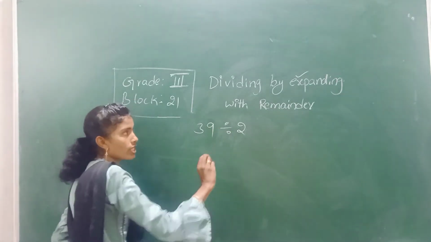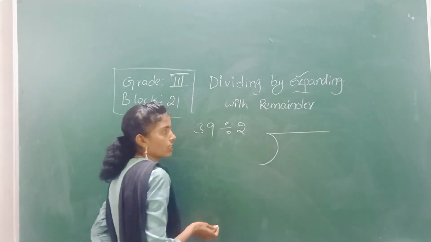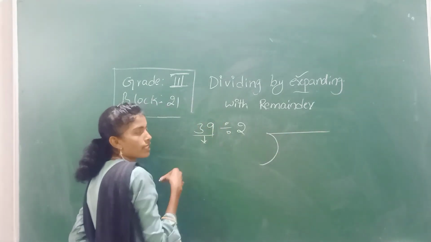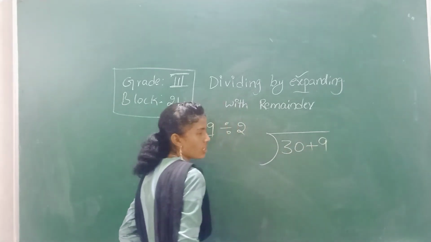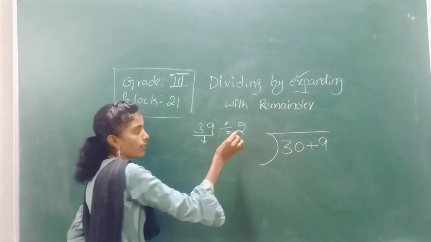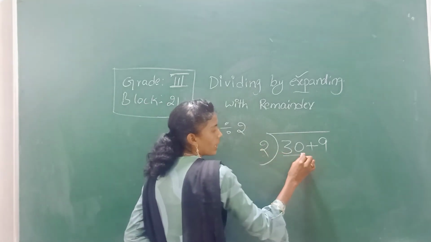What do I have to use? The expansion method. So I'm using the expansion method. Expand this dividend and write it inside the division house. 30 plus 9 is the expansion form of 39, and 2 is the divisor. Yes, now read the 2 table until you get greater than 30.